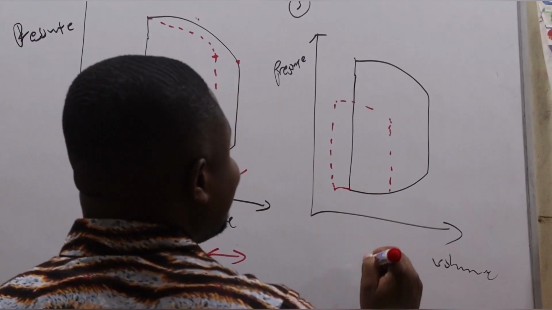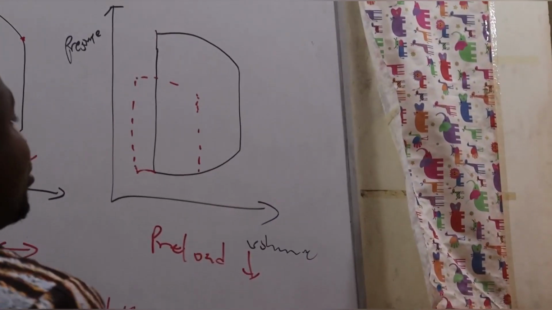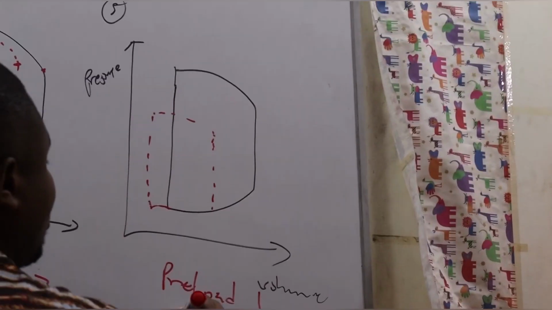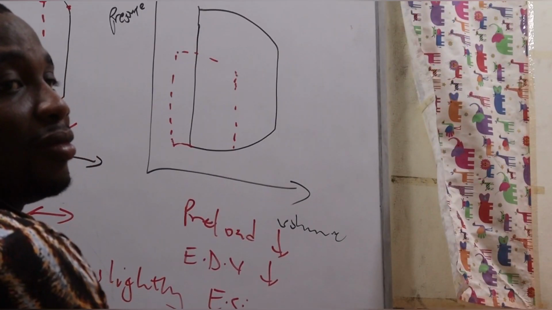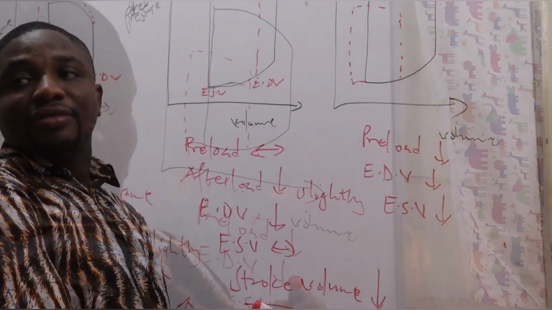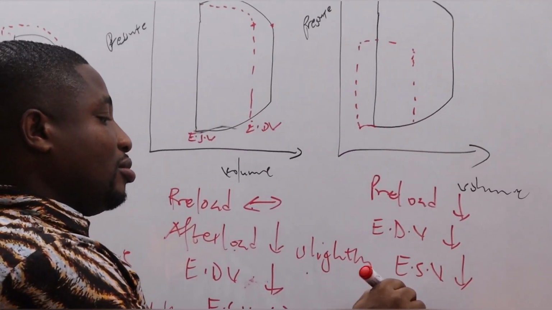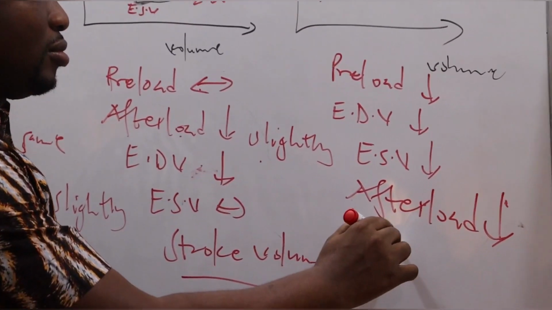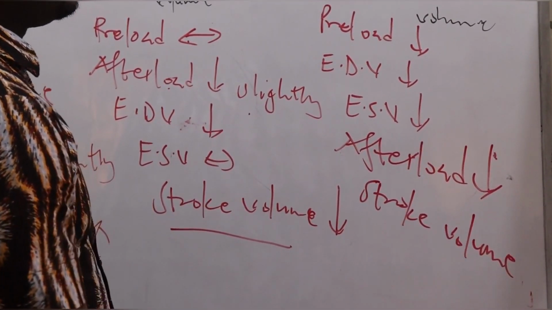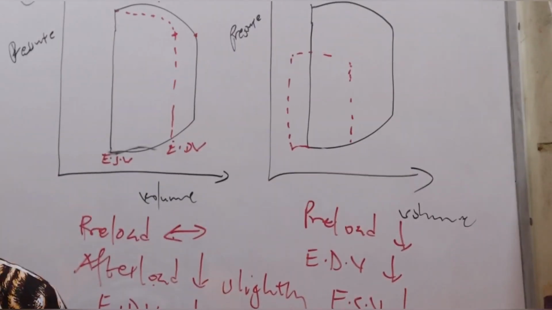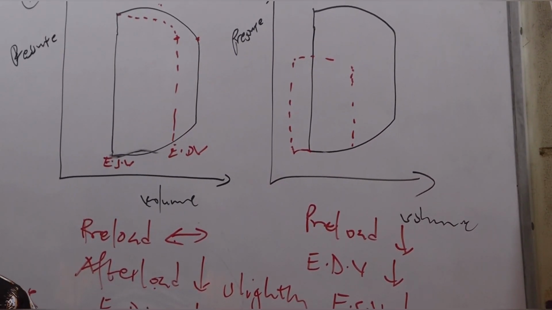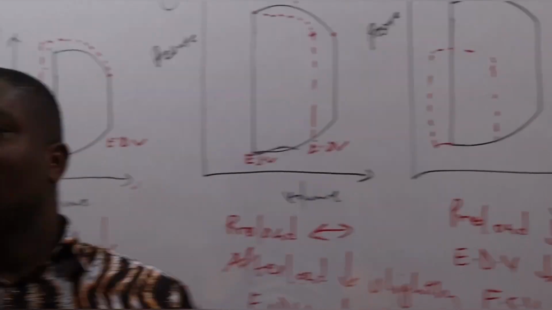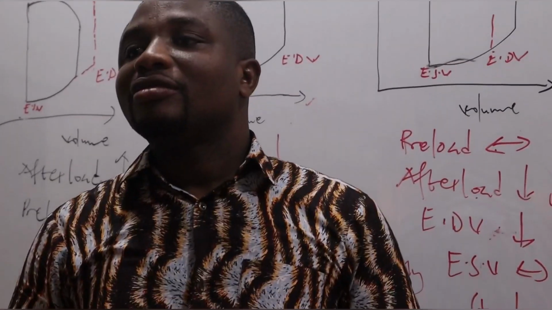Who is telling us the last one? The preload will be decreased. The end diastolic volume also decreases. The end systolic volume decreases. The afterload decreases. Then the stroke volume will also reduce. So the decrease in the end diastolic volume is more than the decrease in the end systolic volume. Hence, there will be a decrease in the stroke volume.